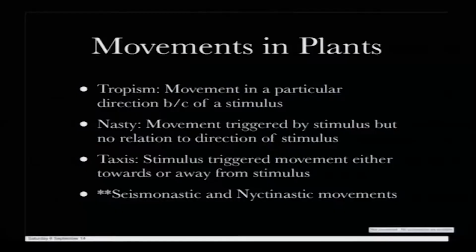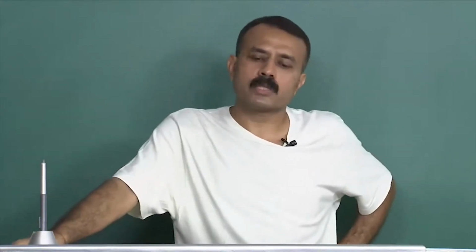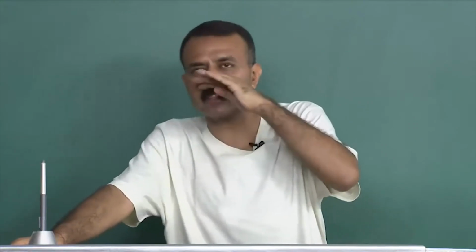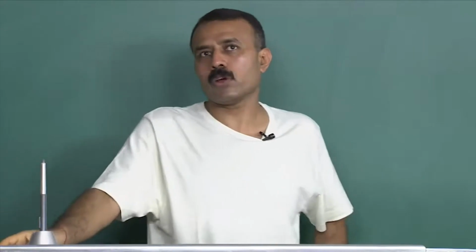The third one is taxis, the stimulus triggered movement either towards or away from the stimulus. If you compare tropism and taxis, when you talk about tropism, it is directional because of the stimulus, it is moving towards the stimulus. But in the case of taxis, it can move away from the stimulus. Say, for example, there is an obnoxious stimulus, something which a plant does not like, it will move away from that stimulus. That is called taxis.